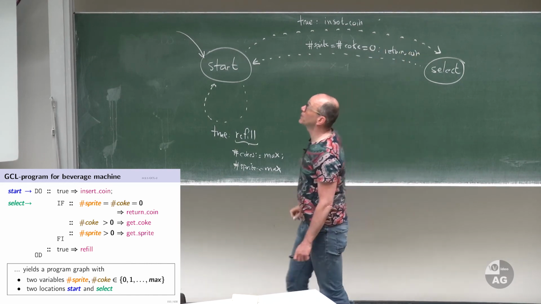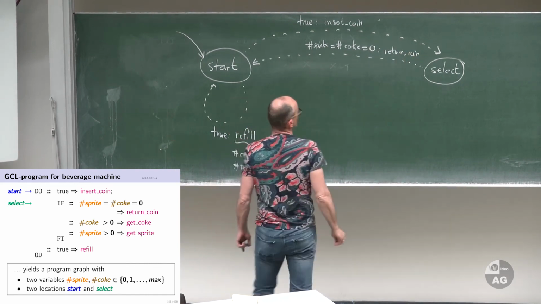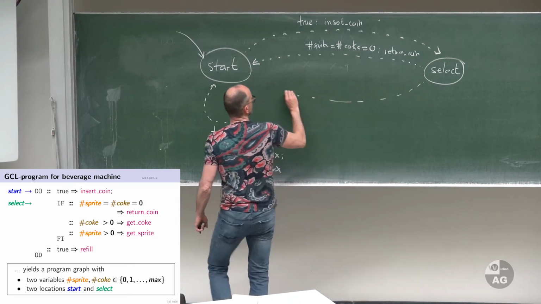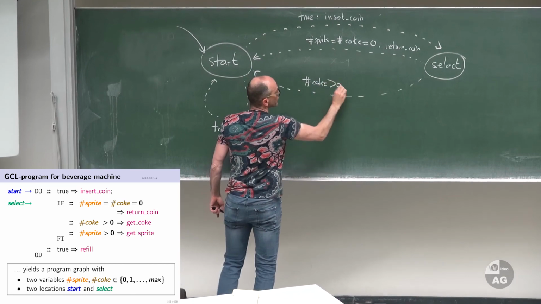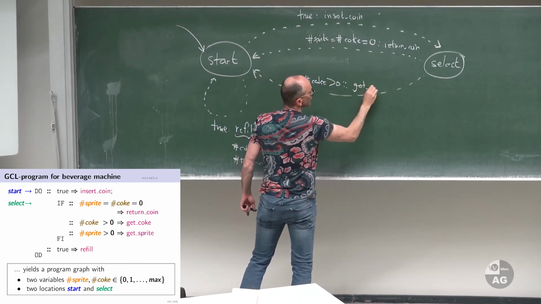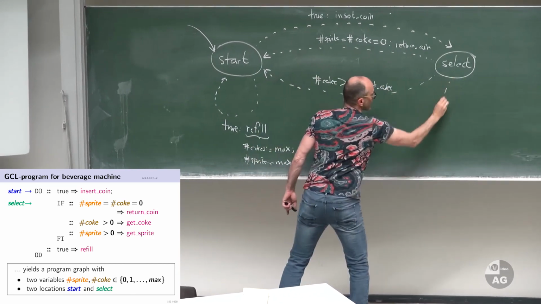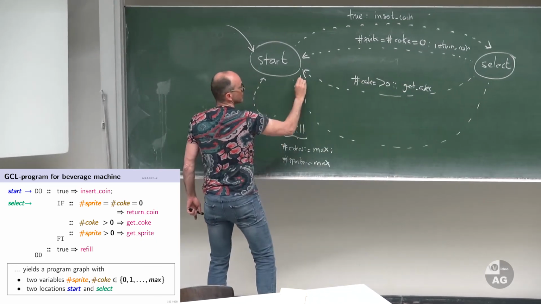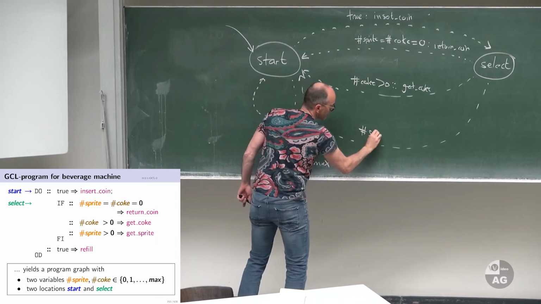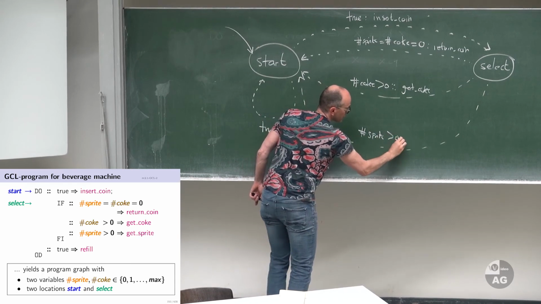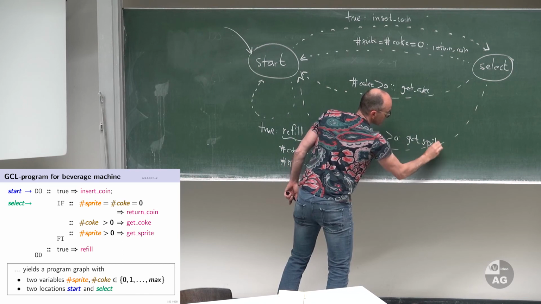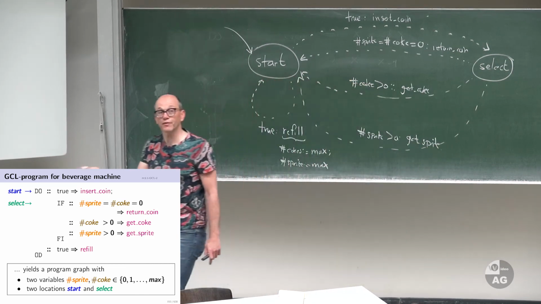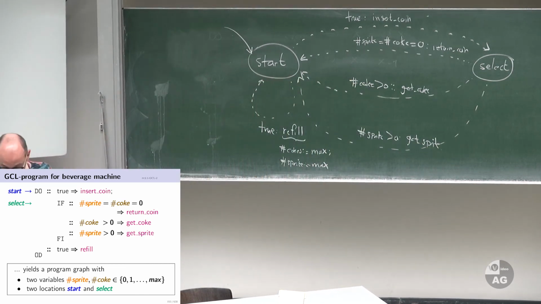What are the other two possibilities? If the number of Coke bottles is positive, you can get a Coke. That goes back here. So if the number of Coke is positive, you get Coke. And here the same for Sprite: if the number of Sprites is positive, you get Sprite. So this is the program graph that corresponds one-to-one to this program.